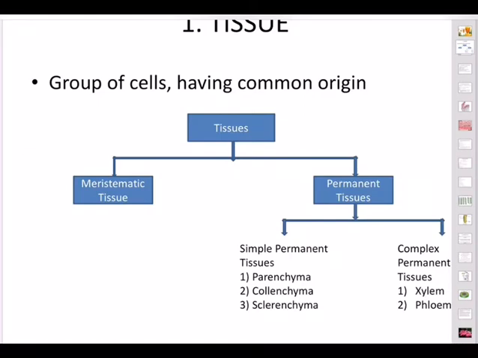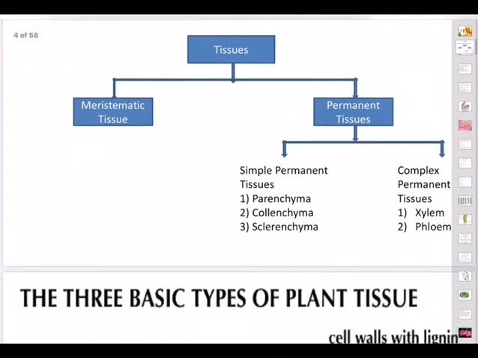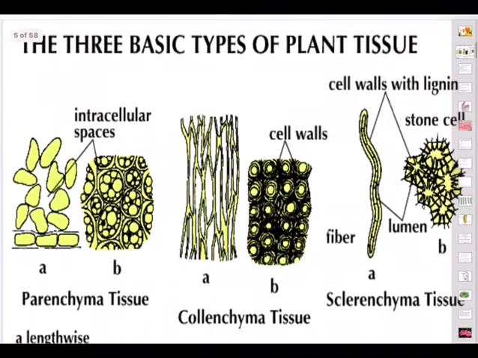On the other side, you are seeing permanent tissues. Simple permanent tissues, again you are very familiar from junior classes: parenchyma, collenchyma, sclerenchyma. And complex permanent tissues are xylem and phloem. So based on structure, position and properties, we divide the tissues into two: meristematic tissues and permanent tissues. Again, permanent tissues based on nature of the cell are simple permanent tissue and complex permanent tissue. So these are the three basic types of plant tissues.